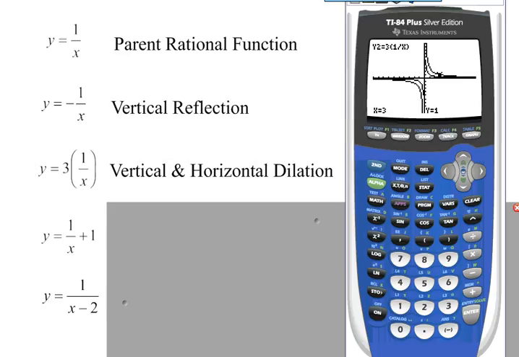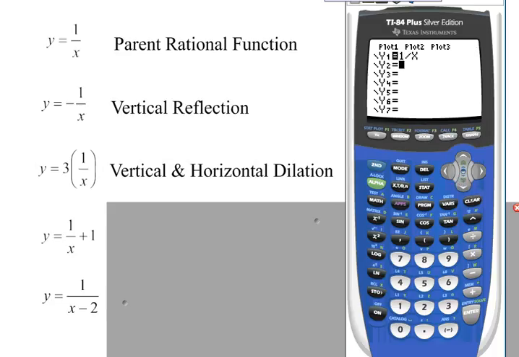Let's go to our next equation, 1 over x plus 1. So we'll go back to our y equals, again leaving the parent function in there. Let's clear out y2. We're going to put in parentheses 1 divided by x, and then add 1 onto the end. And we're going to graph it and see what happens. Okay. It's a little bit hard to tell here because, again, our graph is in black and white. But we can definitely see that our curves have moved.